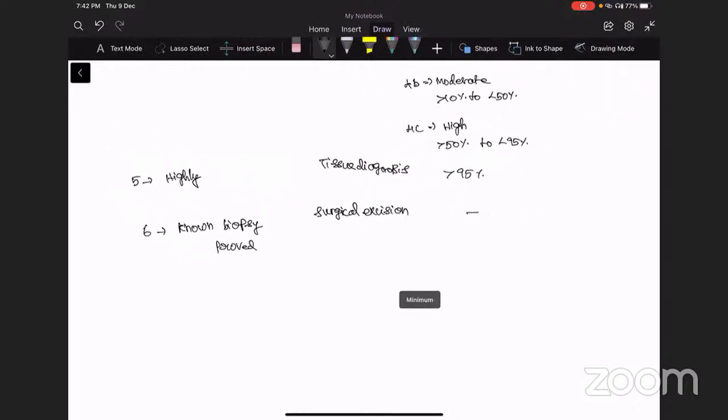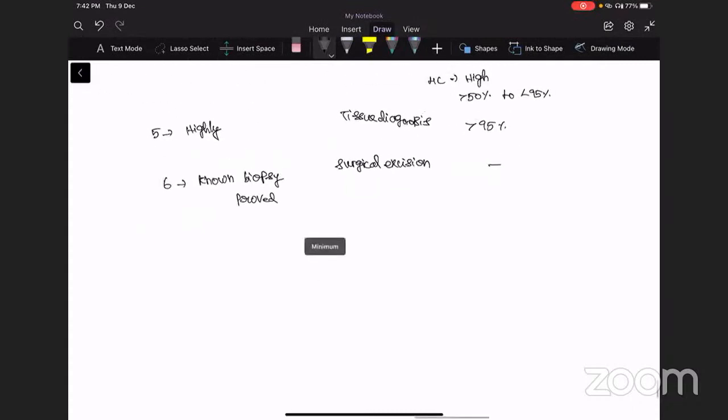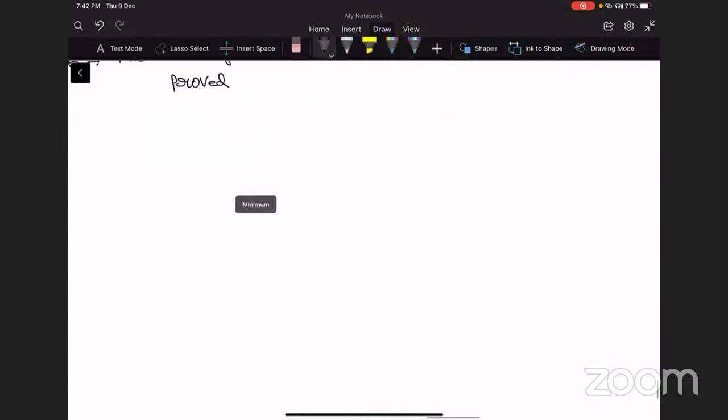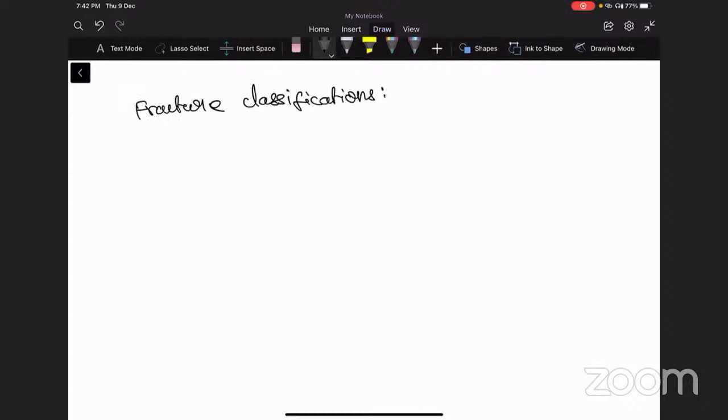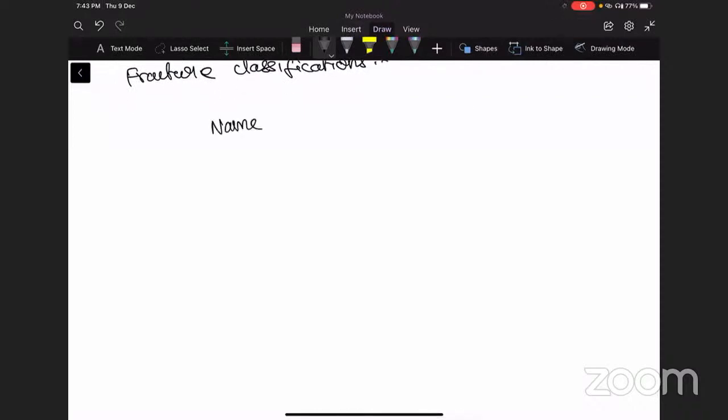This is BIRADS. They have asked this in past FMGE exams. Please know this classification of screening for breast cancer. Next, we'll go for some named fracture classifications. The fracture classifications have also been asked in the exam.